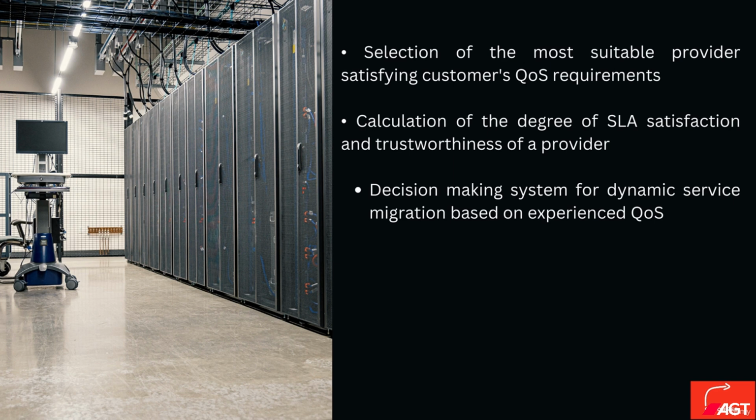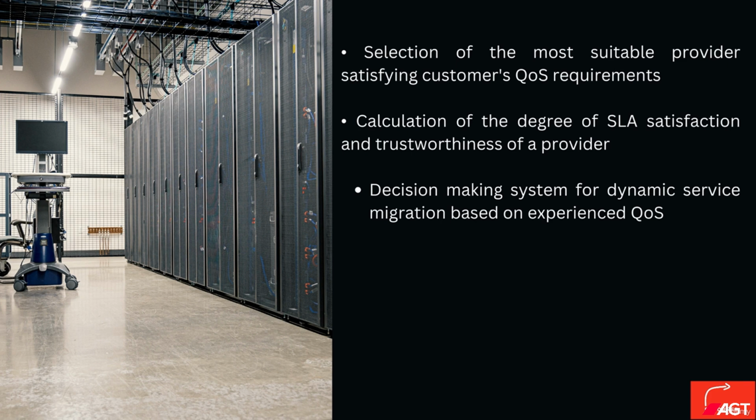There are several quality of service, QoS, security, and compliance requirements offered by various companies. Additionally, when companies move their apps and data to the cloud, they must make sure that their service providers are dependable and trustworthy. In this post, we'll go over 3 crucial parts of cloud security: choosing a trustworthy provider, determining how satisfied a provider is with their service level agreement, SLA, and using decision-making tools for dynamic service migration based on expert QoS.